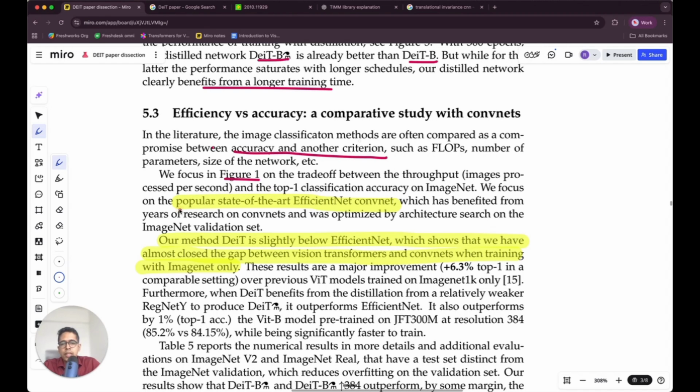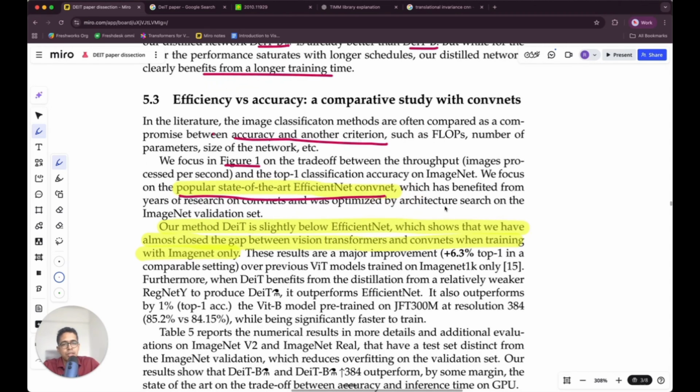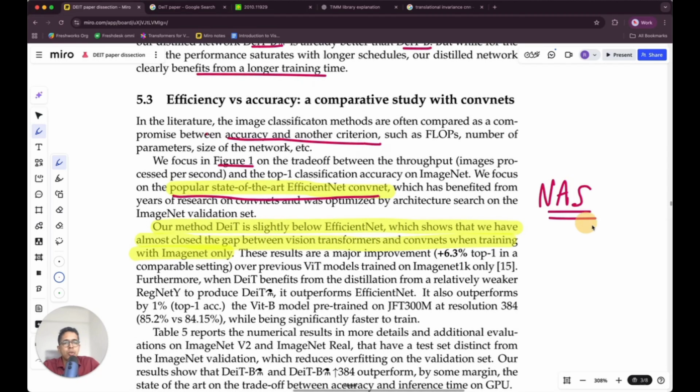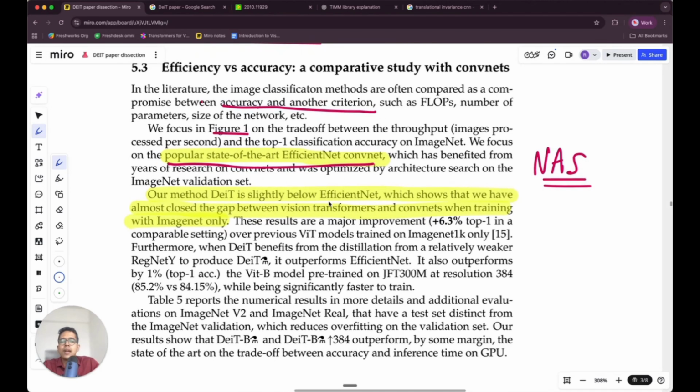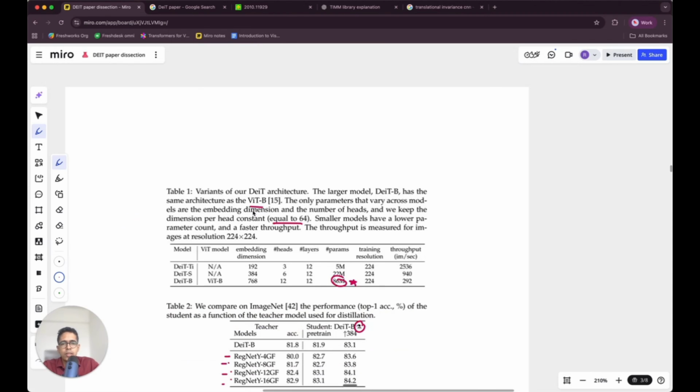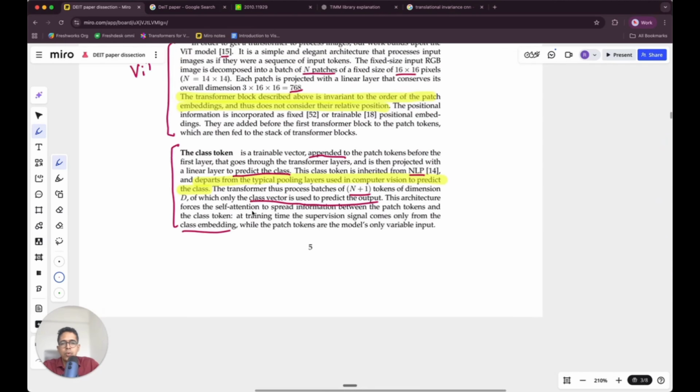We focus on the popular state-of-the-art EfficientNet ConvNet, which has benefited from years of research on ConvNets and was optimized by architecture search. So there was an idea called NAS, which was neural architecture search, where we don't come up with the architecture ourselves. We perform a lot of training to see which architecture provides the best result. So this EfficientNet was optimized by architecture search on ImageNet dataset. Our method DeiT is slightly below EfficientNet, which shows that we have almost closed the gap between vision transformers and ConvNets when training on ImageNet. Where does it say it's slightly below? In figure 1, was the accuracy slightly below? Let's see. Maybe it was.